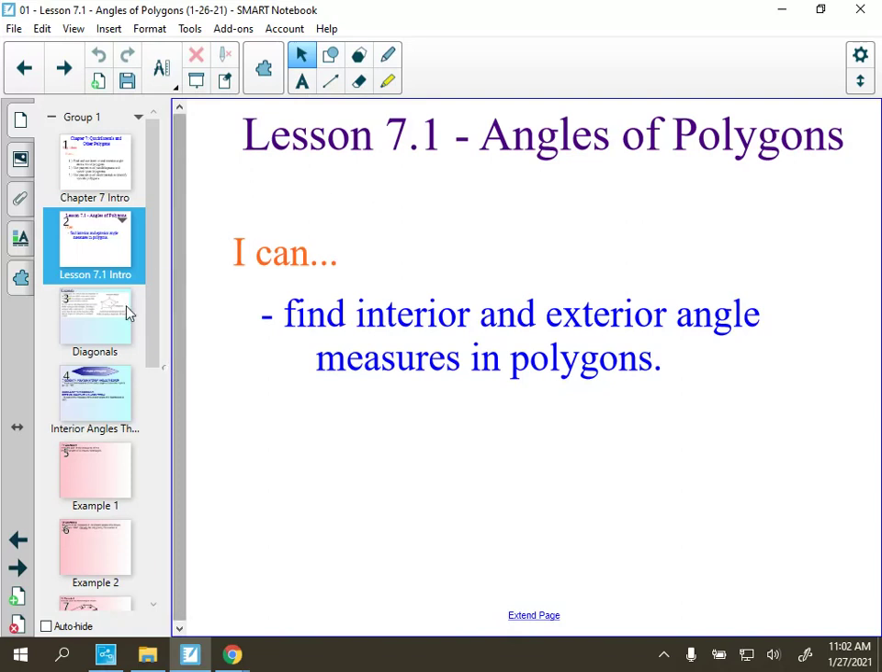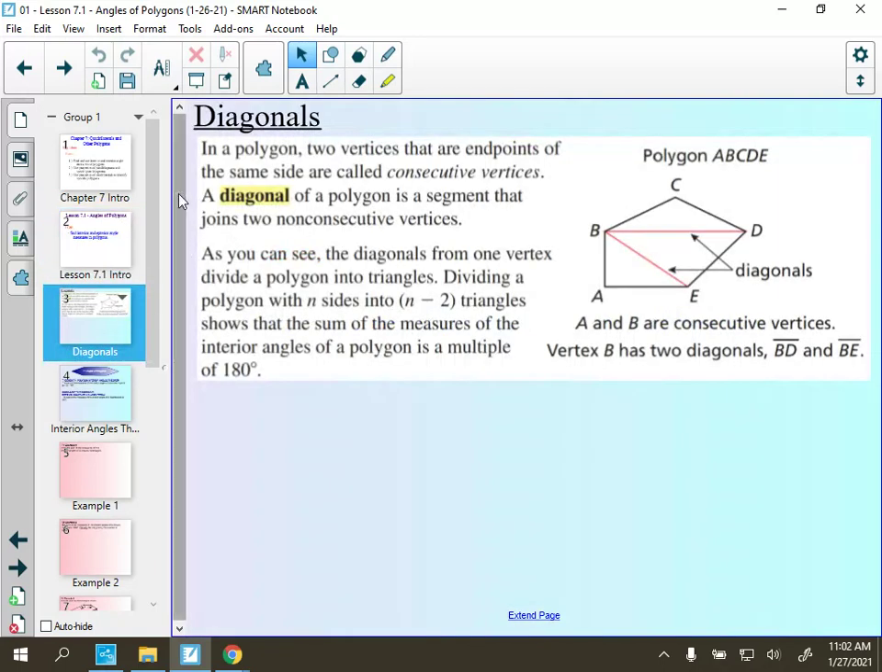So here we go. First thing, a vocab word. Make sure we add this to our notes. Pause it. Diagonal of a polygon is the vocab term, and it's essentially a segment, there are a lot of them, that connects two non-consecutive vertices.